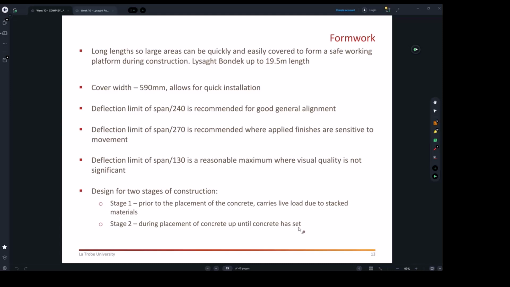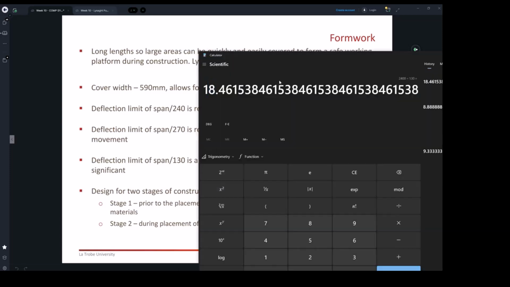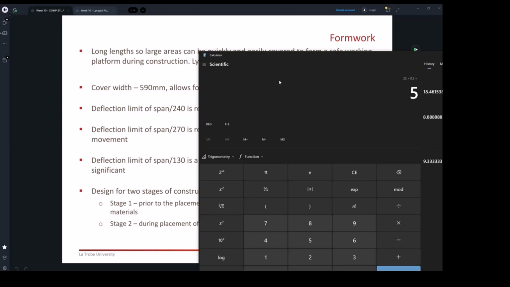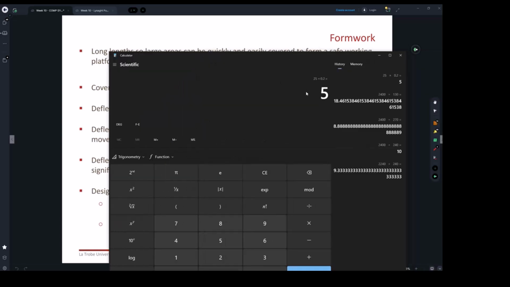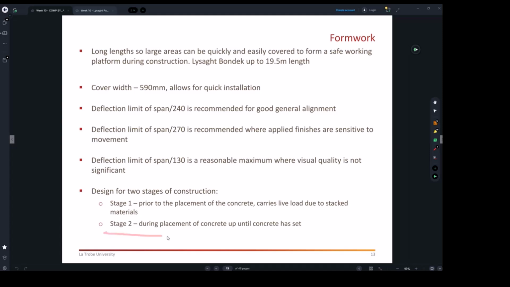Number two is the uniform pressure from the wet concrete as we put the blanket, which can be 200 thick. It's quite heavy. We all know how to calculate the weight of concrete. Just multiply the density of concrete, 25, by 0.2, which is the thickness of the slab in meters, and that will give you 5 kPa. 5 kPa is about 500 kilograms per meter square. It's quite heavy. So that's what they designed for the second stage.